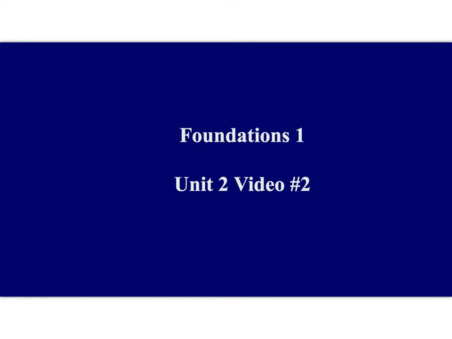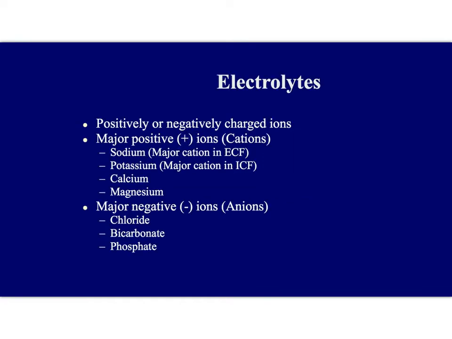All right, so there's positive and negative ions. Major positive ions are sodium, potassium, calcium, magnesium. Negative ions: chloride, bicarbonate, and phosphate. So again, we're going to focus on sodium, potassium, and calcium for this course. We'll talk a little bit about bicarbonate in the acid-base portion.